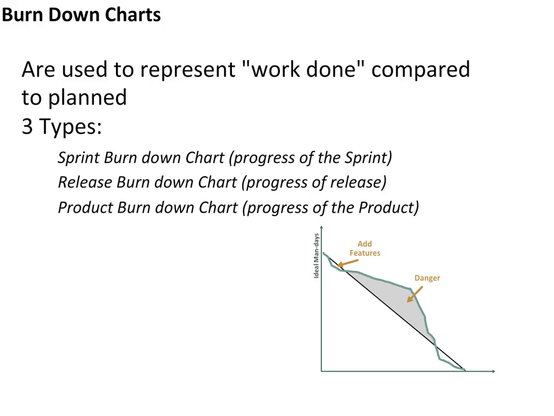Now, if you look at the diagram, there's the x-axis and there's the y-axis. The x-axis is basically representing the time. So let's say you are running a 2-week sprint, those are the 10 working days that are represented on the x-axis, while the story points are represented on the y-axis.